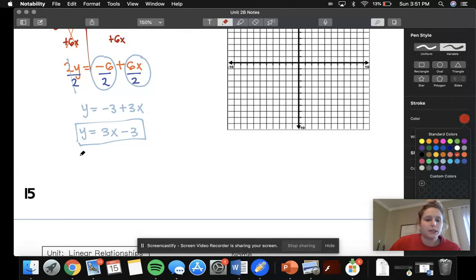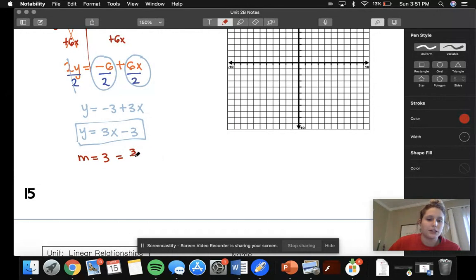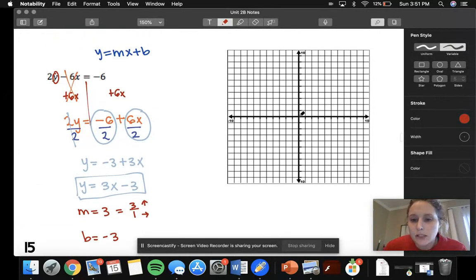So my slope is 3. Again, it needs to be a ratio, so we're going to do a 3 to 1 ratio. So I'm going to go up 3 because that's my rise value, and I'm going to go right 1. My b value is my beginning value, my y-intercept, so I'm going to start at negative 3 or 0, negative 3. So I'm ready to start. I'm going to begin at 0, negative 3.